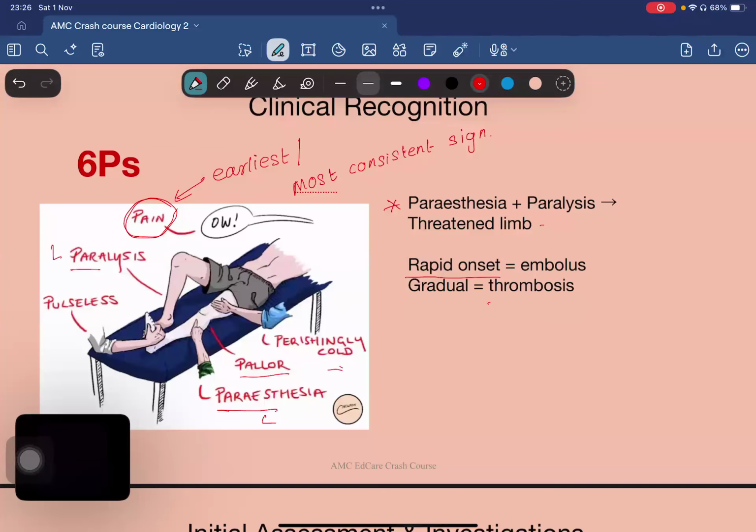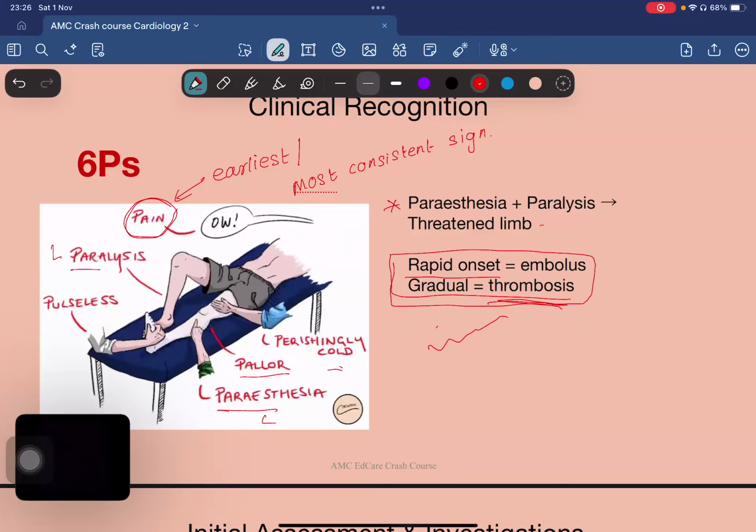Whereas if it's thrombosis, if it's a thrombotic occlusion, it's more gradual. It's often in someone with pre-existing peripheral arterial disease. So you would see a gradual onset in cases like that. So that is also a very important thing to remember.